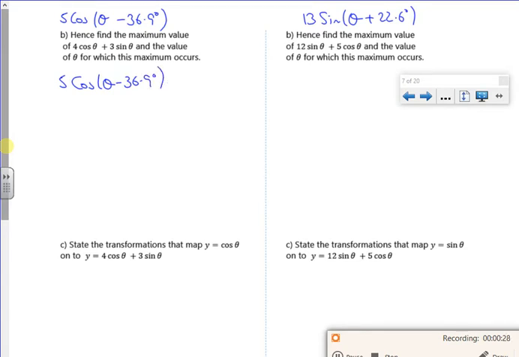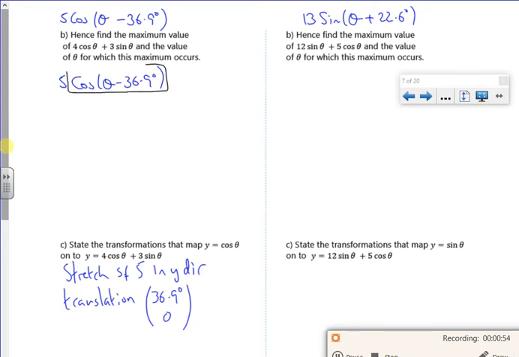Now we said, part C, we said it was a stretch, scale factor 5 in the y direction, and it was a translation of 36.9 degrees there. So we said that, didn't we? Now, we've got to think about that because it is just a cos graph. And what's important about a cos graph is that we know that a cos graph just bounces between plus or minus 1. With the 5, it'll bounce between plus or minus 5. But the bit in the box that I'm really, really interested in just bounces between plus or minus 1.